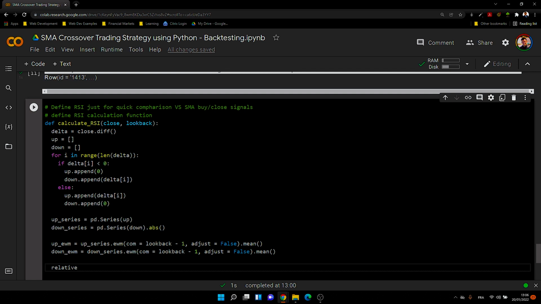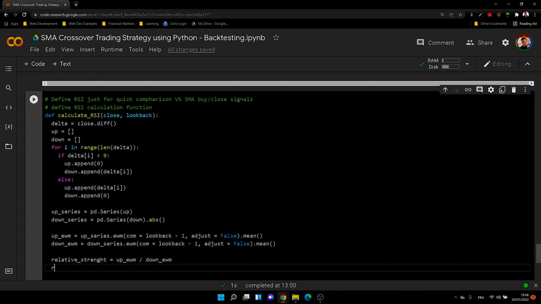Then we'll say that our relative strength will be equal to our up exponential moving average divided by our downwards exponential moving average, and our RSI will be equal to 100, and from this we'll subtract 100 divided by 1 plus the relative strength that we just calculated above, and this with a small s.